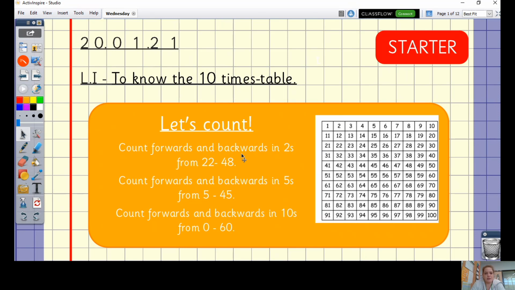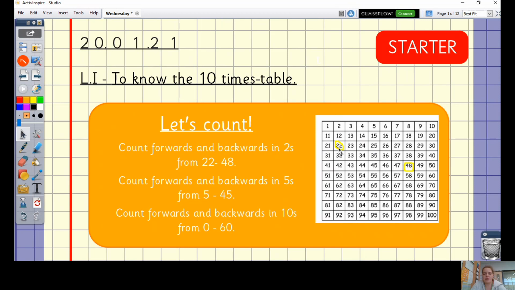Okay, hopefully you've had some time to do that counting now. So we're going to start off by counting in 2s together from 22. So I'm just going to circle 22 for us, and then counting to 48 down here. Okay, all together after 3.